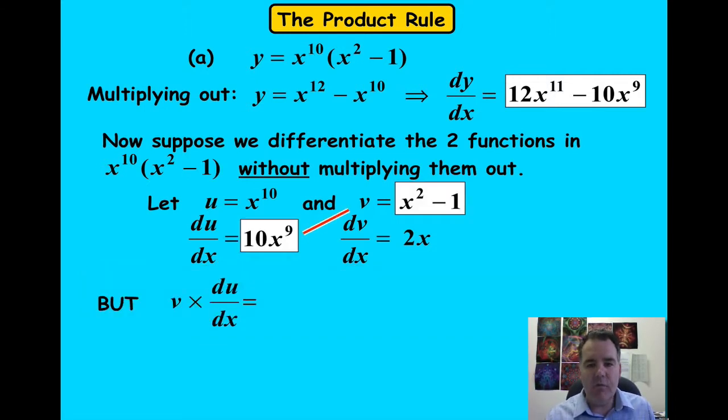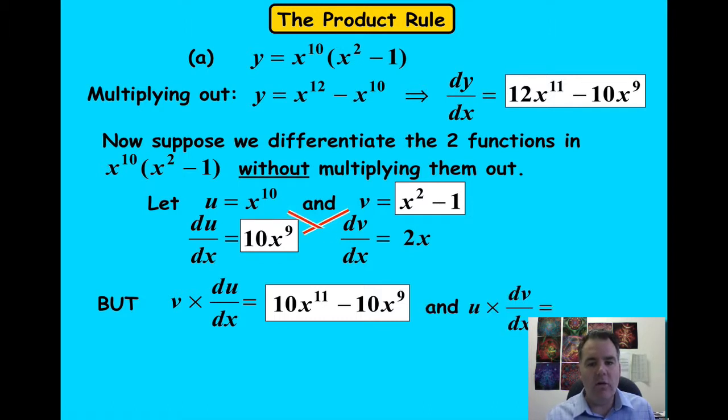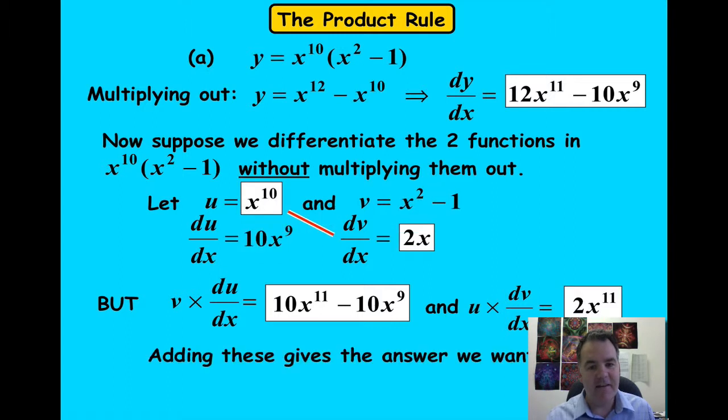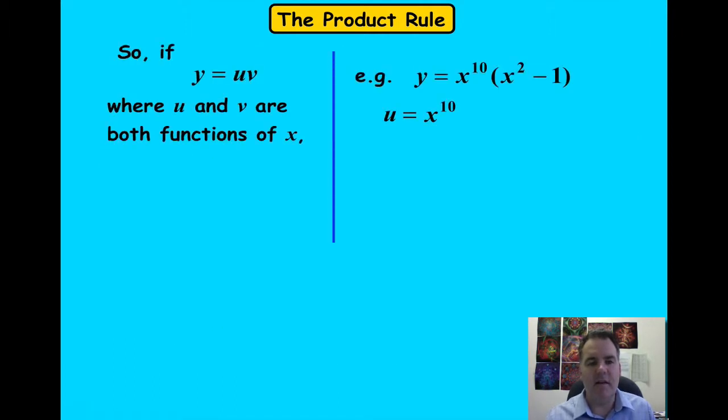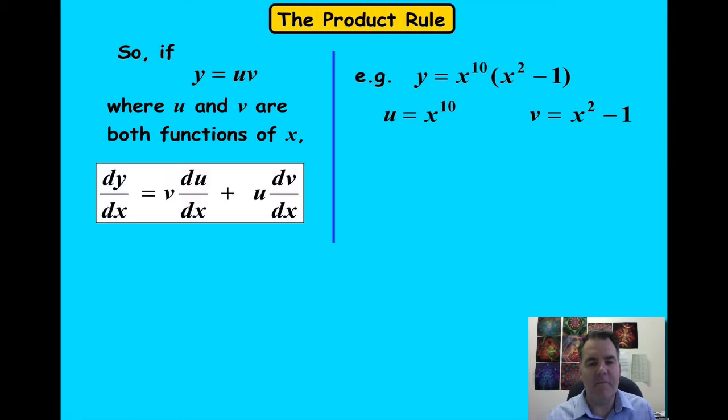But if we multiply the derivative of the first by the second function, then add on the derivative of the second function multiplied by the first function, which gives me that. Now if we add those two answers together, you can see that we do get the correct answer. And that is the product rule. I'm not going to prove it here, but I think we'll leave that for another time.